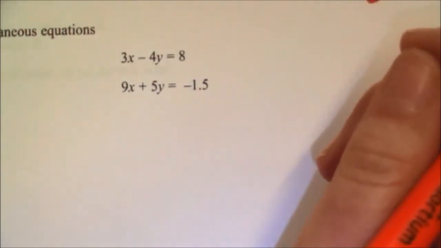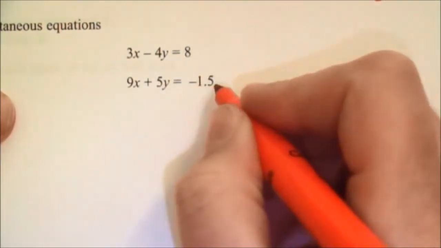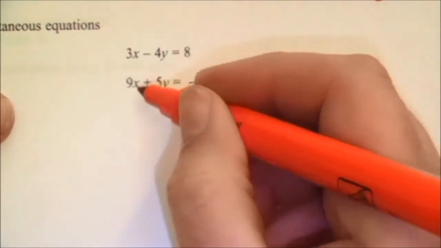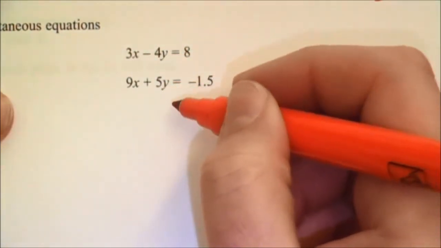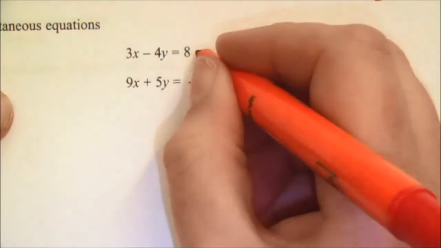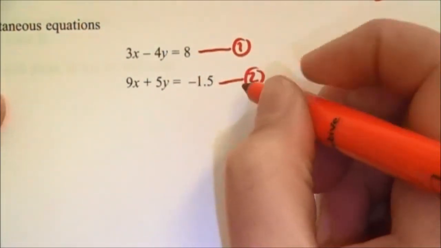Question 16 part D is to solve simultaneous equations. Now the whole aim of simultaneous equations is to get it so that either the x values or the y values end up as being equal, and then you can eliminate them. So this is my original equation 1, that's my original equation 2.